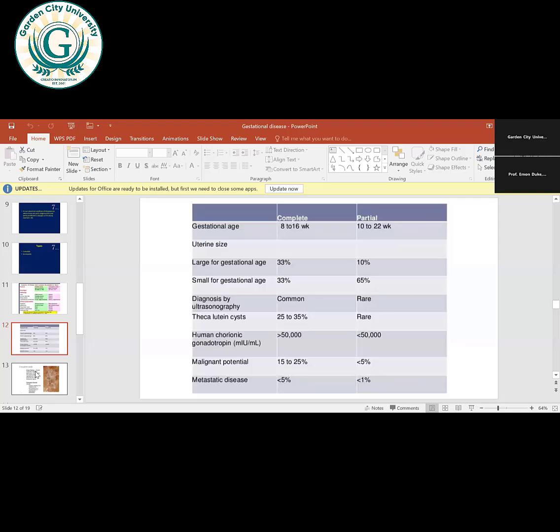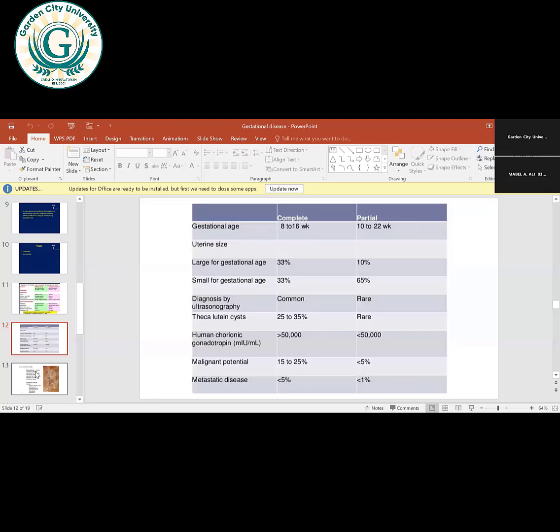Go ahead. Okay, so gestational age for complete is 8 to 16 weeks. Partial is 10 to 22 weeks. Uterine size, they've not written anything there. Okay, uterine size, large for gestational age, under complete is 33%, partial is 10%. Then small for gestational age is equally 33% for complete and 65% for partial.